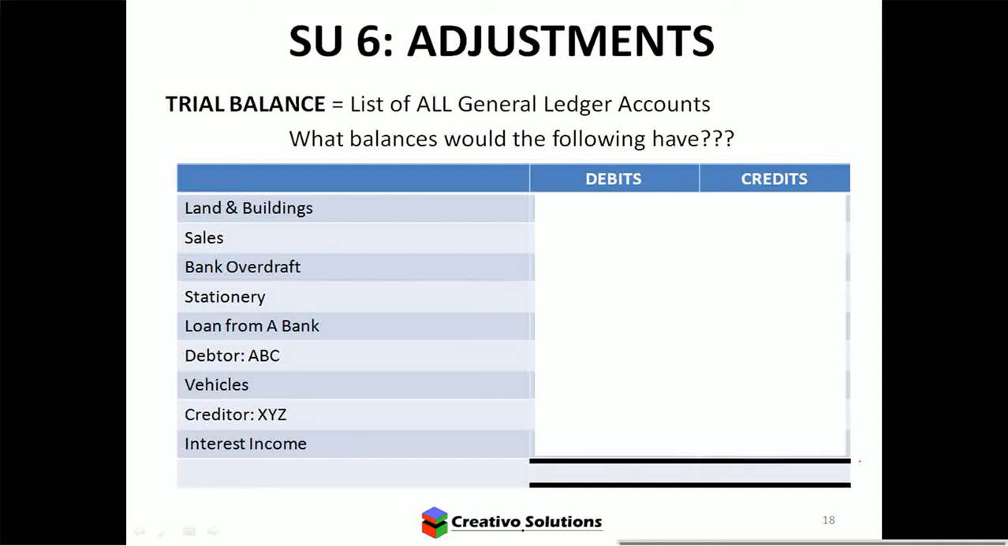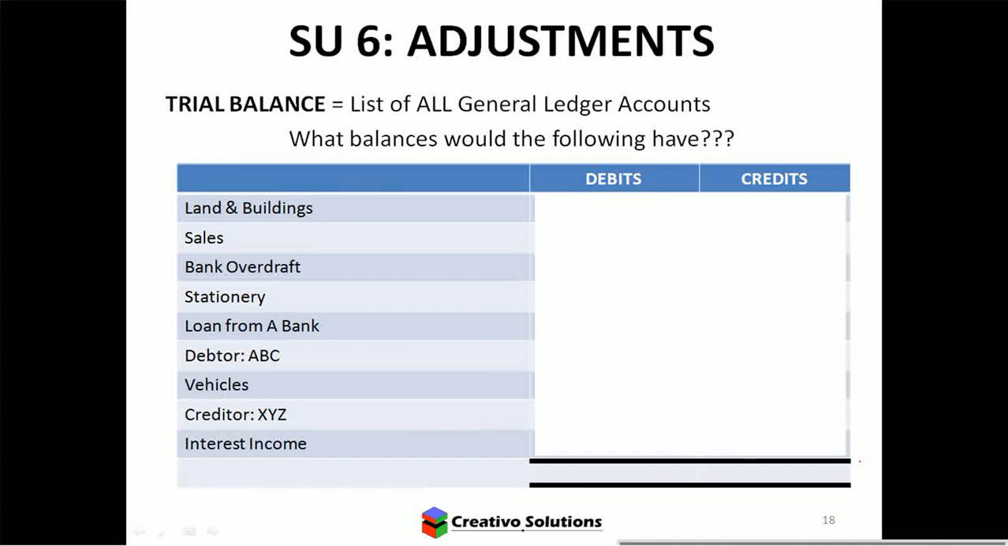Sales is an income. So credit or debit? Credit, 100%. Bank overdraft is a liability. Correct. Debit or credit? Credit. Good. Stationery is an expense. Good. Debit or credit? Debit. Perfect. A loan from a bank is a liability. Debit or credit? Credit. Good.